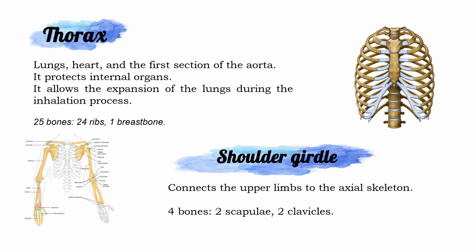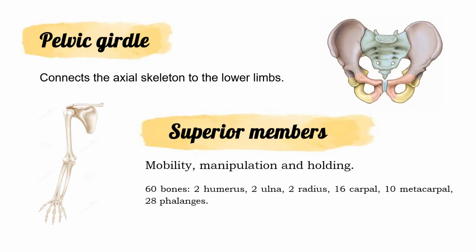The shoulder girdle is made up of 4 bones, and it connects the upper limbs to the axial skeleton. The pelvic girdle is located in the lower part of the trunk. It connects the axial skeleton to the lower limbs.